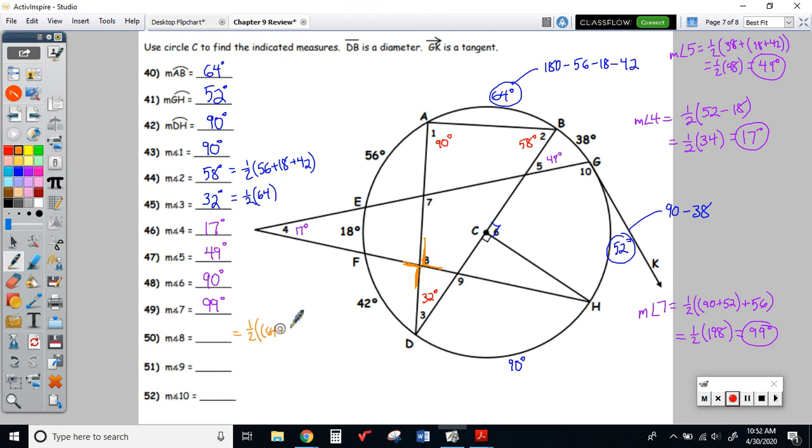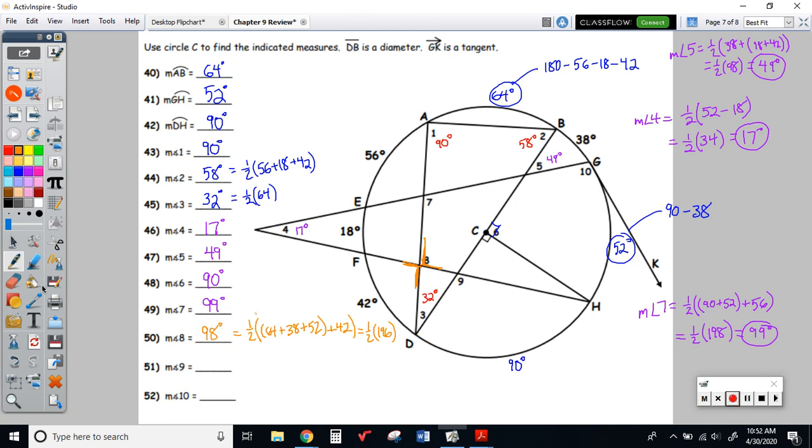64, 38, and 52. That's the measure of the arc that angle 8 intercepts, if you extend that out this way. And then its vertical angle would intercept 42. So we have 1/2 of all that put together. 64 plus 38 plus 52 plus 42 is 196. So 1/2 of 196 ends up being what I'll write right here, 98 degrees.